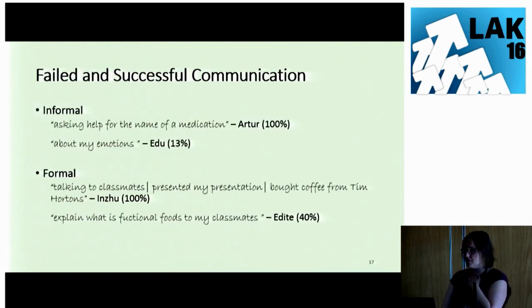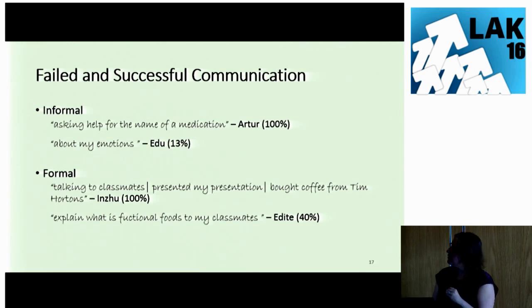We look at a few examples of why, or the types of topics where they had success and failure. In informal environments, they had success when it was a very constrained task, like asking for medication, and they tended to fail when it was more abstract and social, so discussing and describing their emotions. In formal environments, it wasn't quite the same distinction. So with Inju here, her presentation was on architecture, and she'd made it very broad and applicable to everyone because she was presenting to a class of engineers. So she'd kept it very simple, and that allowed her to be successful.